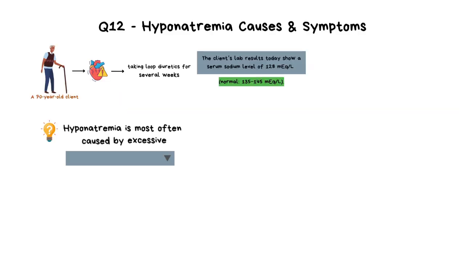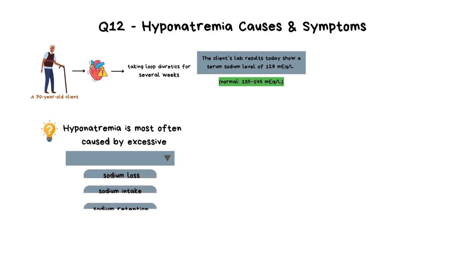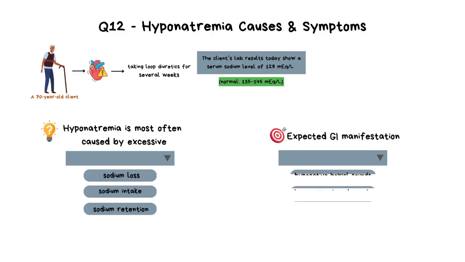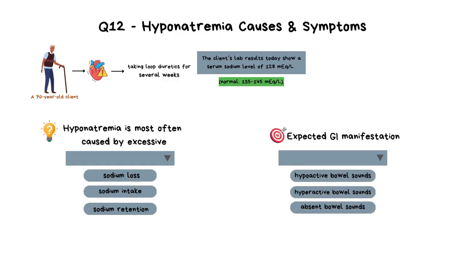Hyponatremia is most often caused by excessive: sodium loss, sodium intake, or sodium retention. Expected gastrointestinal manifestation equals: hypoactive bowel sounds, hyperactive bowel sounds, or absent bowel sounds. Make your selections.